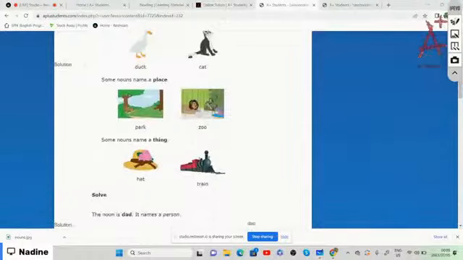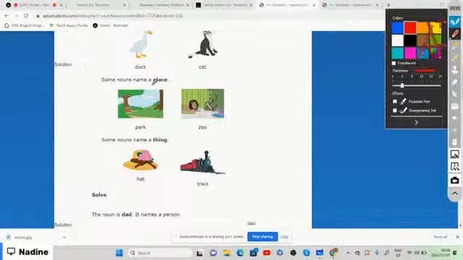Then some nouns name a place, right? It names a place. For example, if you look at this picture, where do you think this is, right? It's got a bench, trees, a nice walkway or pathway, right? So this is a park, right? So park is a place that we can identify. The children played in the park, right? So park is a noun that we can identify.